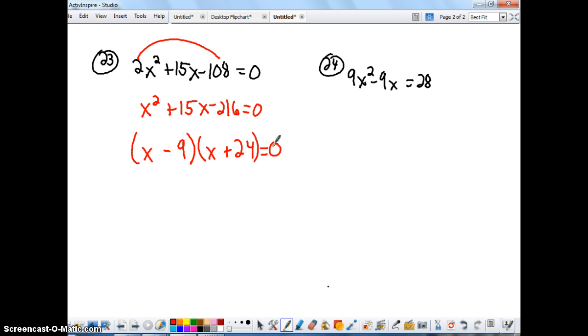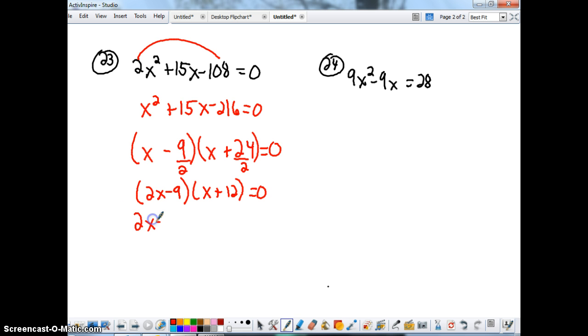Now remember, we multiplied by 2 in the beginning. We need to undo that, so I'm going to divide now by 2. This 2 does not go into 9, so I rewrite it 2x minus 9. 2 does go into 24, so it's x plus 12. Again, set these both equal to 0, just like we did in those previous 2. You get 2x is equal to 9 when you add your 9. You divide by 2, and you get x is equal to 9 over 2.